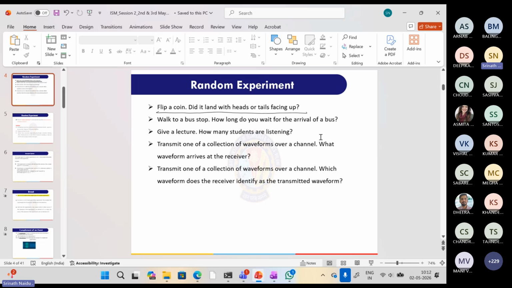The other example also, that they transmit one of a collection of waveforms over a channel. What waveform arrives at the receiver? So we treat that as if it's a random number. We don't know, right? Which waveform does the receiver identify as the transmitted waveform? So that's also a random thing.